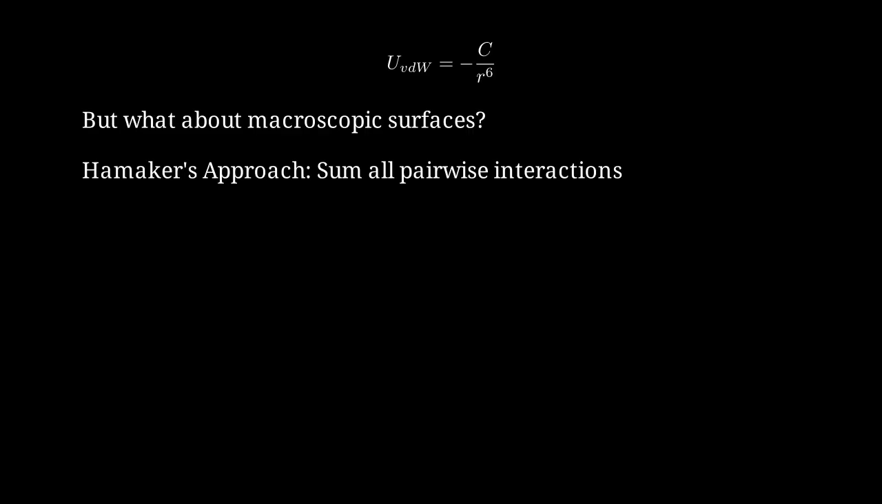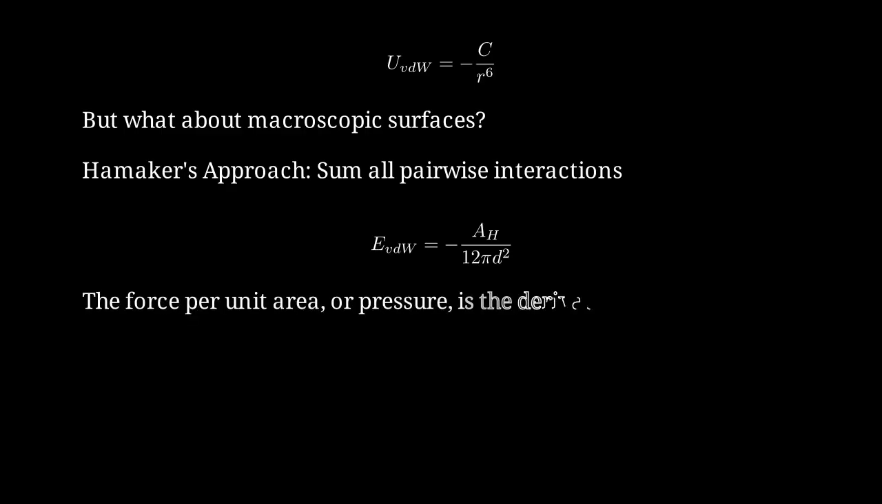For two flat parallel surfaces separated by distance d, the van der Waals energy per unit area is given by the following expression. E van der Waals equals -A Hamaker over 12 pi d squared, where A Hamaker is the Hamaker constant, typically on the order of 10 to the -19 joules for most materials. The force per unit area, which is the pressure, is the derivative of energy with respect to distance. P van der Waals equals -A Hamaker over 6 pi d cubed. Notice this goes as 1 over d cubed for surfaces, compared to 1 over r to the sixth for molecules.